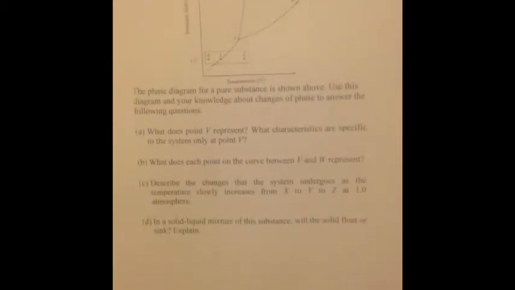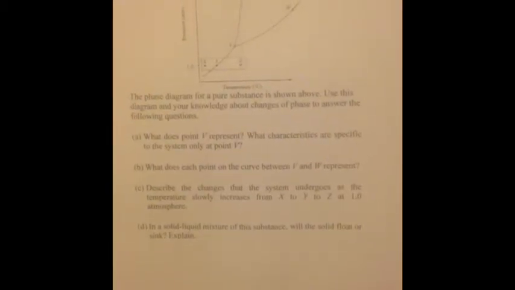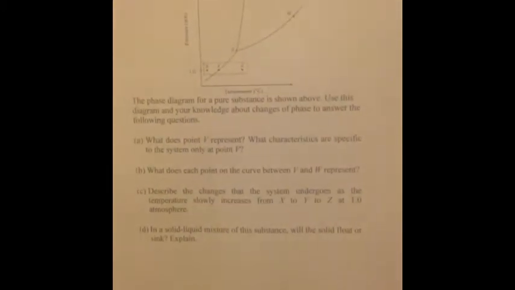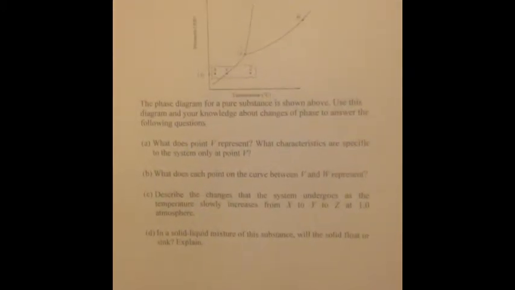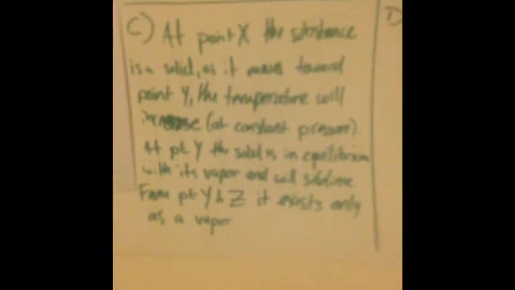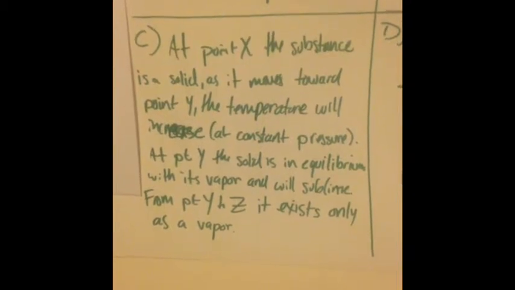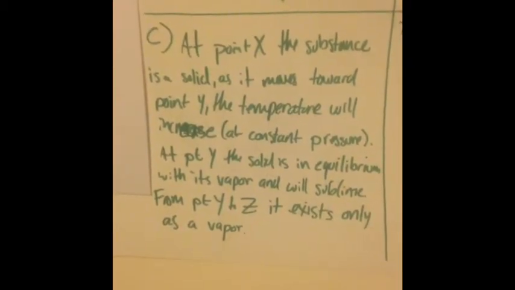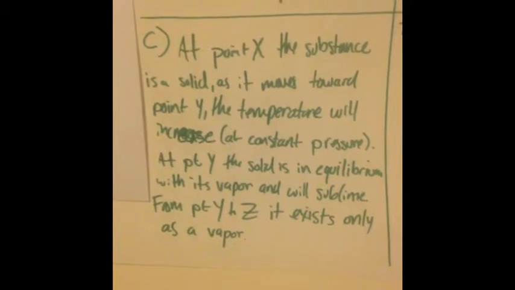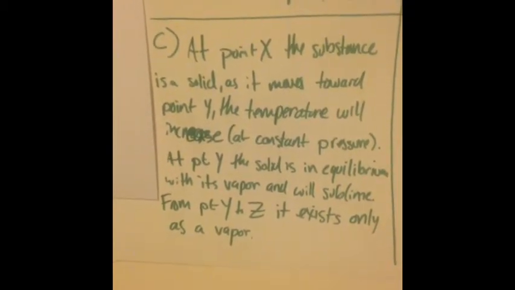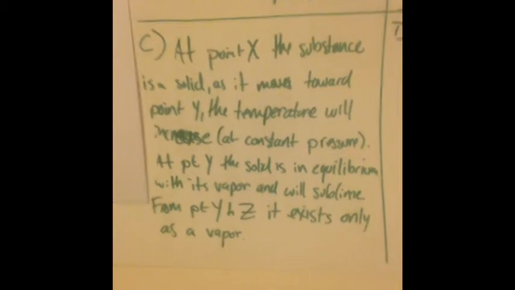Part C. Describe the changes that the system undergoes as the temperature slowly increases from X to Y to Z at 1 atmosphere. At point X, the substance is a solid. As it moves towards point Y, the temperature will increase at a constant pressure. At point Y, the solid is at equilibrium with its vapor and will sublime. From point Y to Z, it exists only as a vapor.